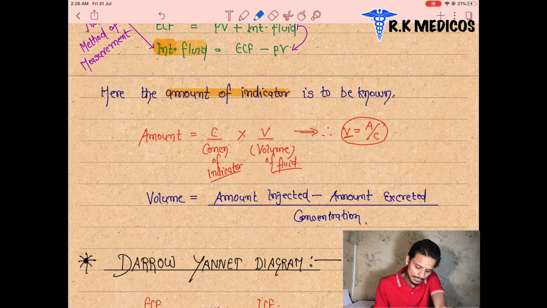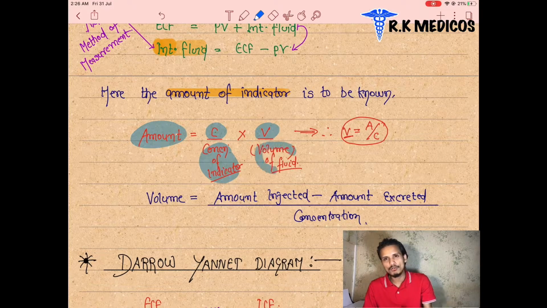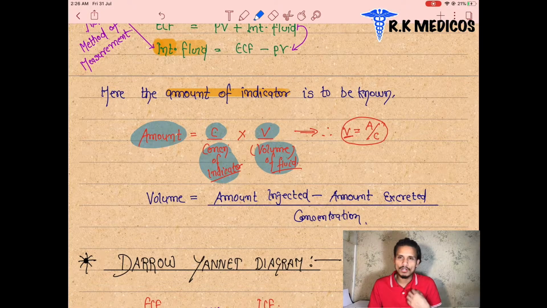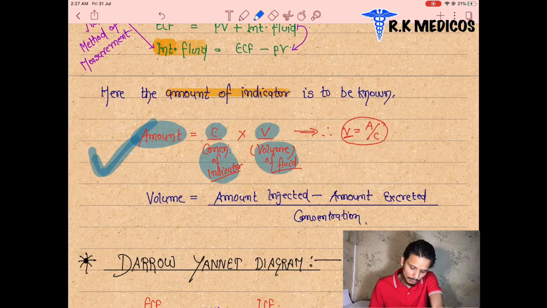But for now you can see here the amount of indicator is the concentration multiplied by volume. That is the concentration of indicator here, and the volume of fluid, what amount of fluid is present in that compartment, is used to calculate the amount of indicator. So we can also calculate it here.